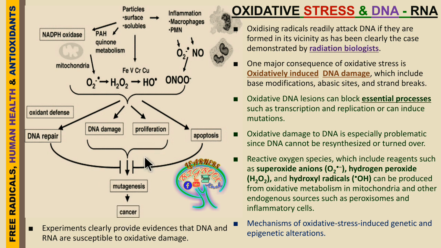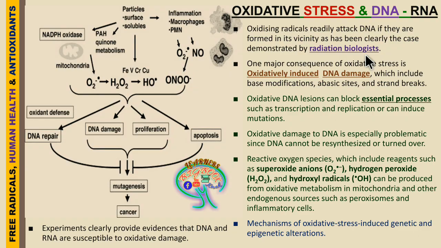Now here is one very brief diagram depicting how there can be chances of cancer formation after a high level of free radical formation within the environment of the cell, where it can influence DNA damage. Experiments also clearly provide evidence that DNA and RNA are susceptible to oxidative damage, and oxidizing radicals readily attack DNA if they are formed in its vicinity, as has clearly been demonstrated by radiation biologists.